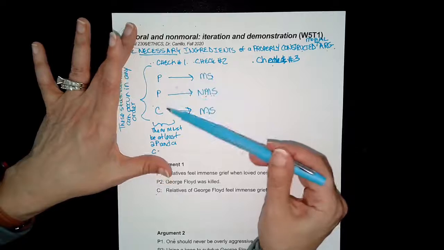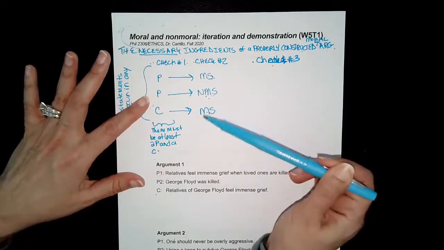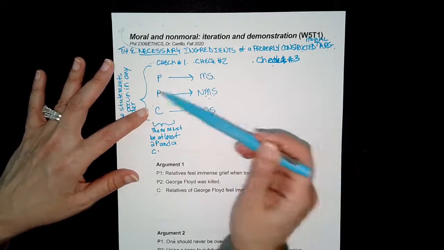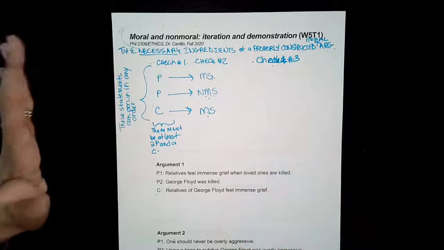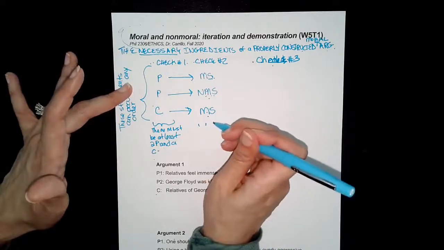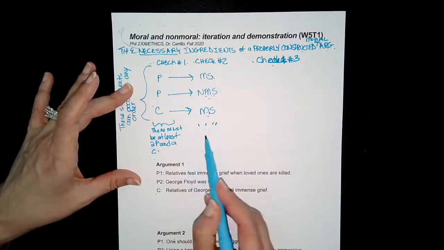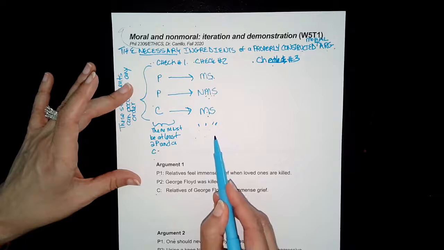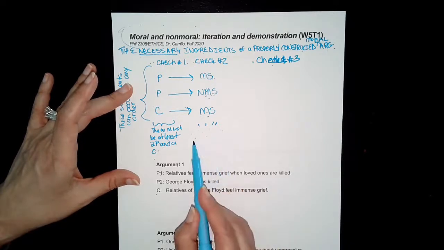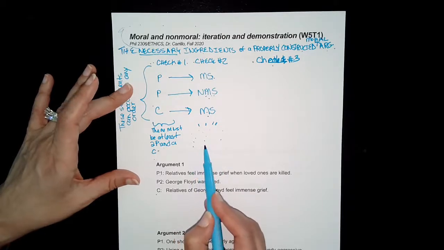The point is at least one premise is a moral statement, at least one premise is a non-moral statement, and at least one conclusion is a moral statement, okay? But again, these can occur in any order. Another thing you might want to write down here as a warning: there can be more than one premise that is a moral statement. There can be more than one premise that's a non-moral statement. There could be more than one conclusion that's a moral statement.